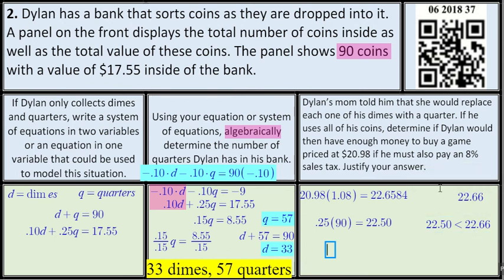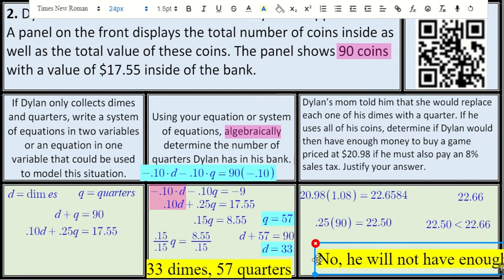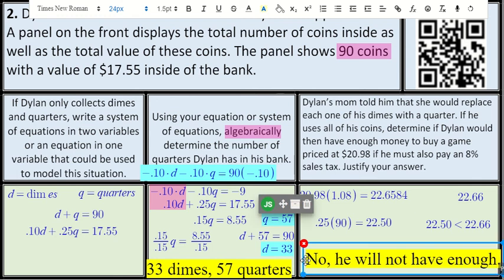So even though he would have had enough to pay for the game, he wouldn't have been able to cover the sales tax. So we do have to answer the question they ask. This is our justification. But if I don't explicitly state no, he will not have enough, I don't get full credit for that question. So it's a very small thing, but it's extremely valuable. Make sure you answer the question you ask. And this should be a full and complete 6 points for this question.